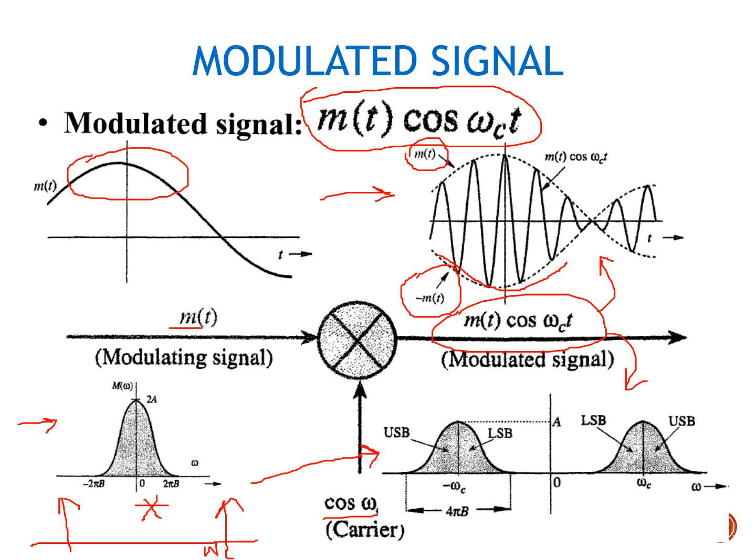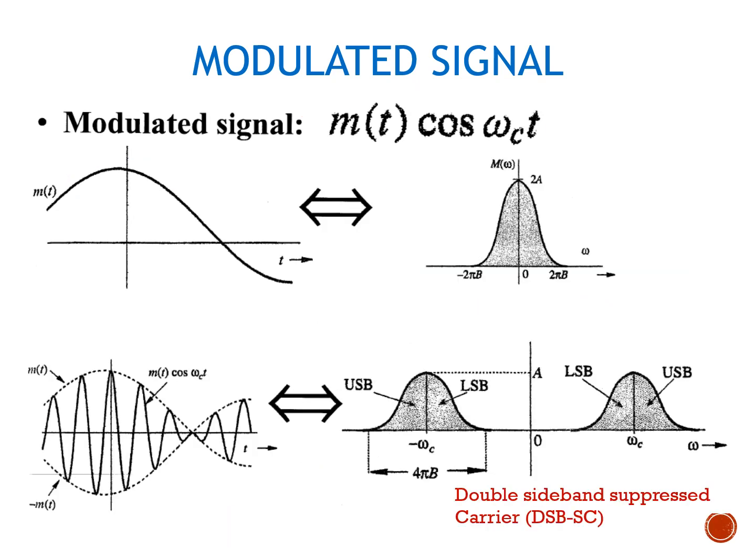So this spectrum of the modulating signal now appears on both sides, at omega c and at minus omega c. This is due to the convolution between the two spectra, and the upper sideband and lower sideband can also be seen in the plot.